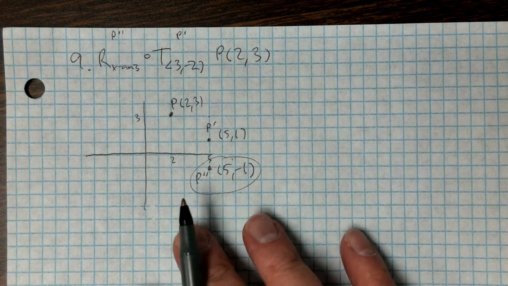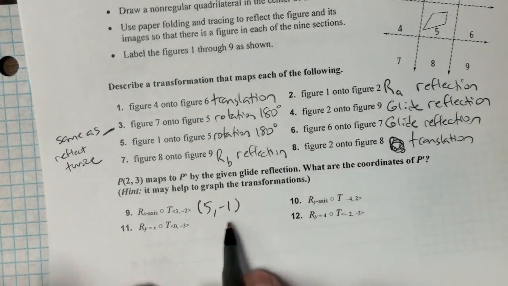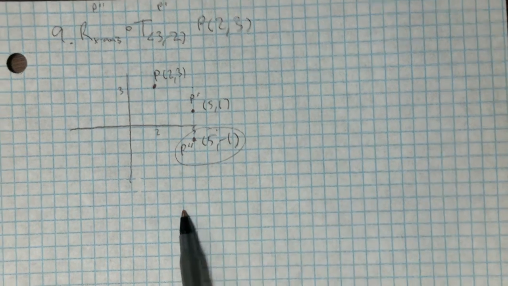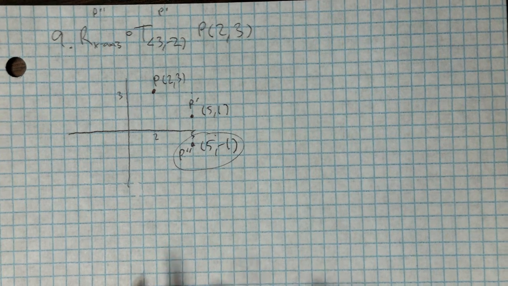If you put everything on this page, that's fine. Or if you just want to write on here, 5, -1. But I do want to see your graph. So it's either do both or just do the graph. So I don't just want to see an ordered pair answer, I want to see the graph.